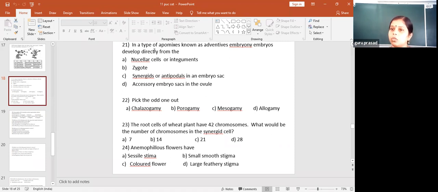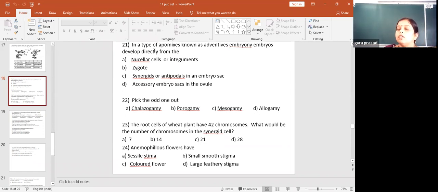These three are the only possibilities. Why have they given allogamy? In order to confuse you. Do you understand? So which is the correct option here? Which one is the odd one out for us? Allogamy. Okay, so what is allogamy then?